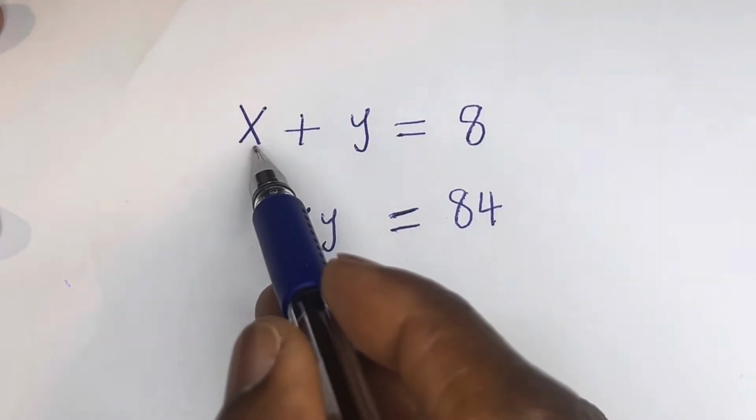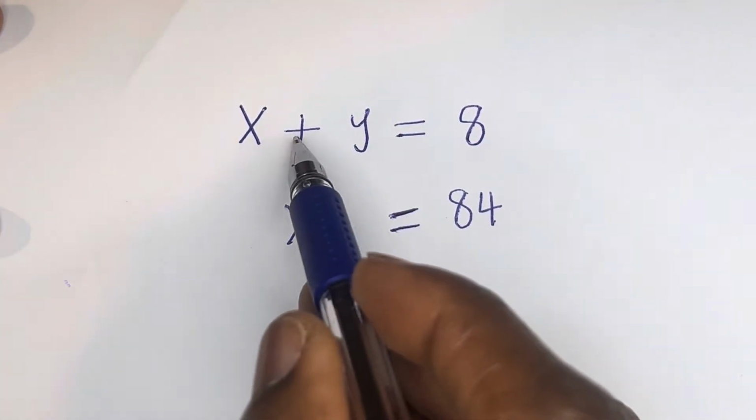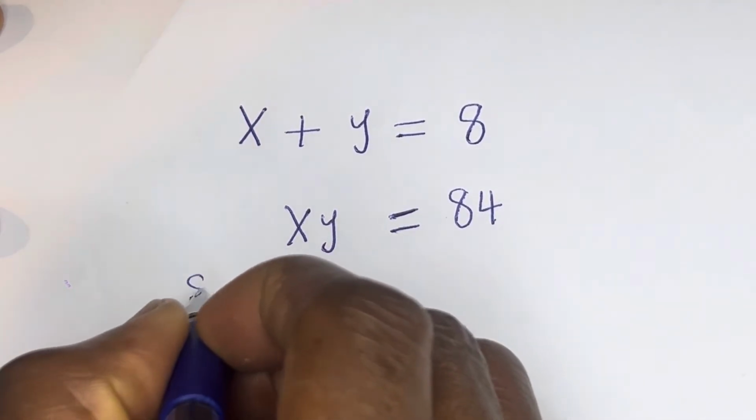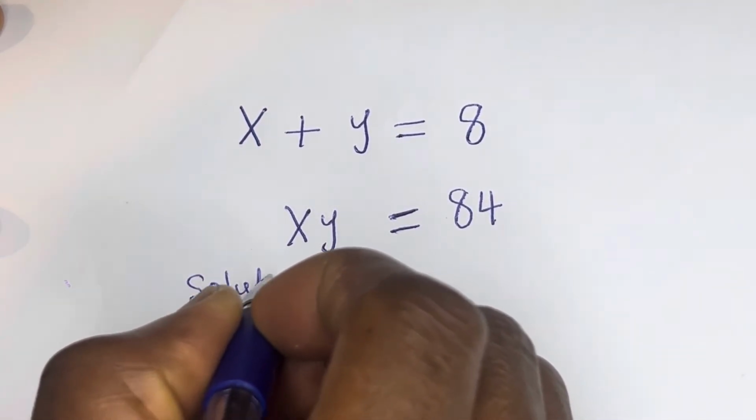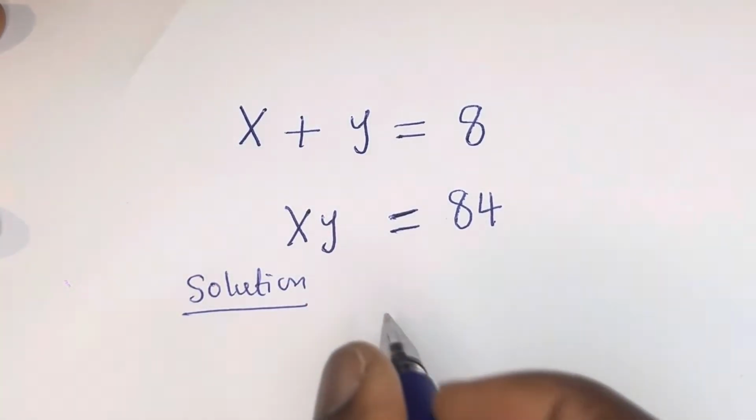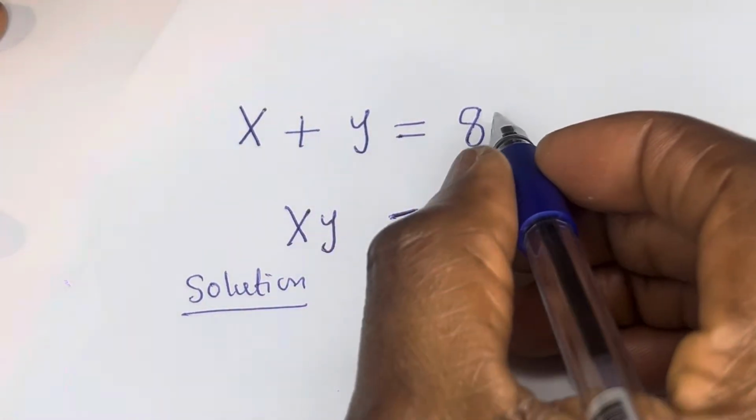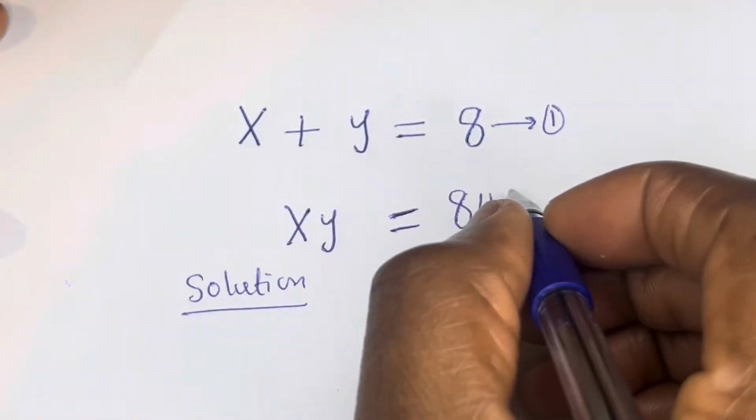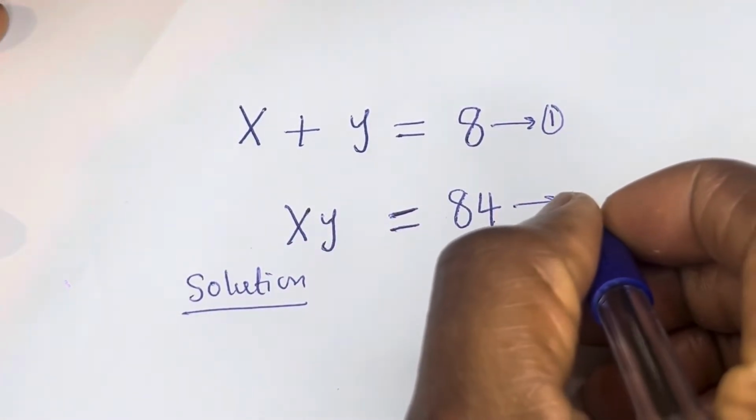Hello, how to solve for s and y in this equation? s plus y is equal to 8, sy is equal to 84. Solution. s plus y is equal to 8. Let's call this equation 1. sy is equal to 84. This is equation 2.